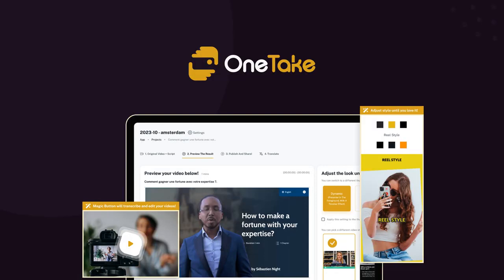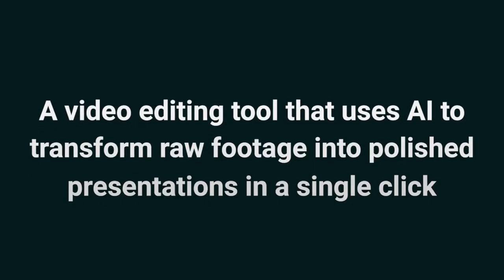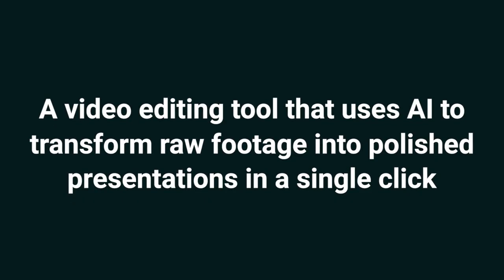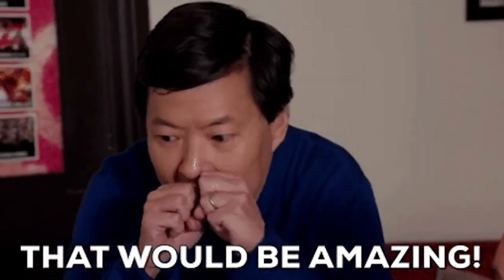Today we're taking a look at OneTake AI, a video editing tool that uses AI to transform raw footage into polished presentations in a single click. Imagine if you could record amazing, error-free video content on the first take every single time. No more reshoots, no more editing out every "um" and "ah." All you gotta do is press a magic button and get the perfect video every time. Sounds like something I just made up, right? Well, it's real, and it's called OneTake AI.